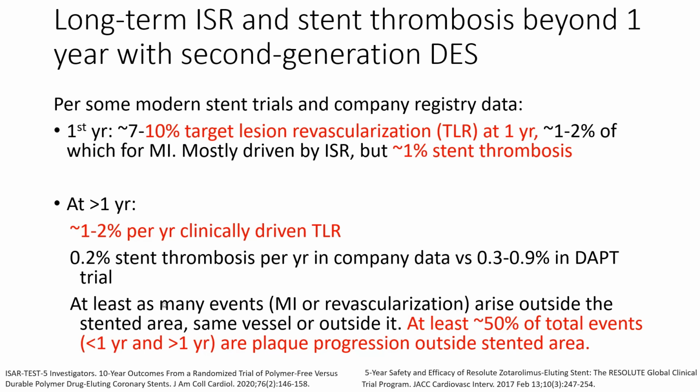Keep in mind, at least as many events, MI or revascularization, arise outside the stented area, whether inside the same vessel or outside it. So at least 50% of total events in the first year or beyond it are plaque progression outside the stented area. So that's another downside of stents. Not only that long attrition rate of in-stent restenosis and slow risk of stent thrombosis, it's also that eventually most of your events will arise from plaques around it. A stent is a focal treatment, unlike CABG, which is a treatment of a more diffuse disease.